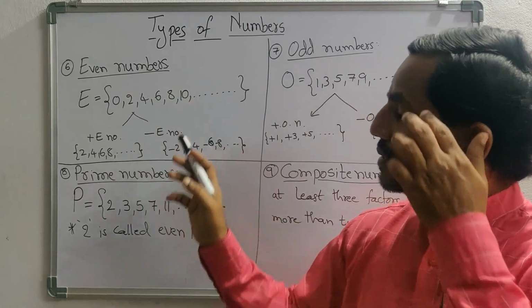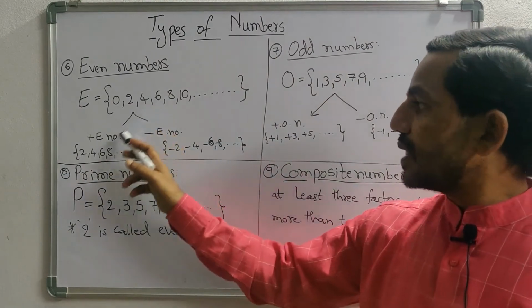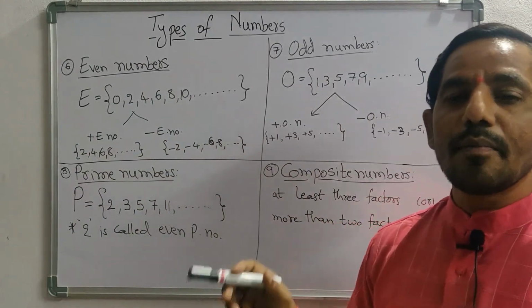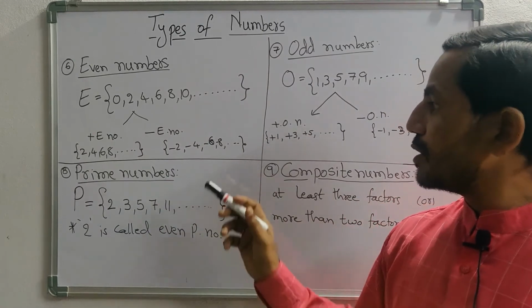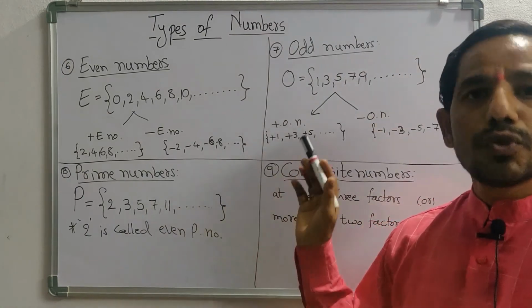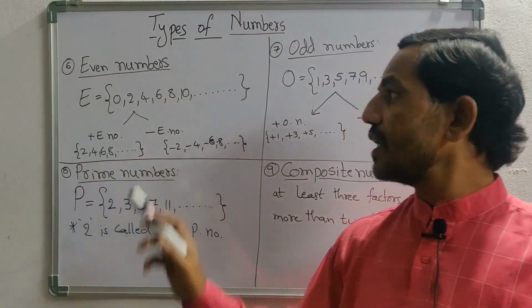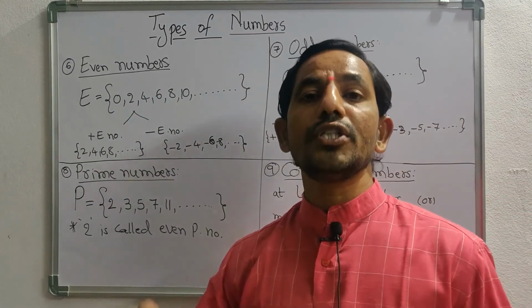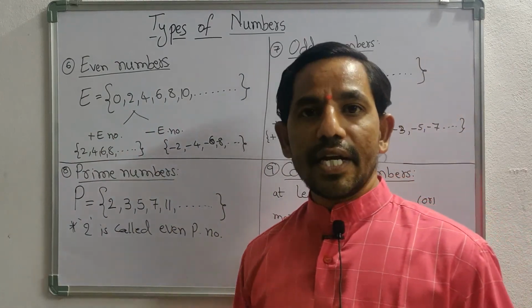In even numbers, there are two types: positive even numbers and negative even numbers. Positive even numbers are +2, +4, +6, +8, and so on. Negative even numbers are -2, -4, -6, -8, and so on. But here 0 is not a positive number and 0 is not a negative number, 0 is unique. So 0 is an even number, but it is neither positive nor negative.